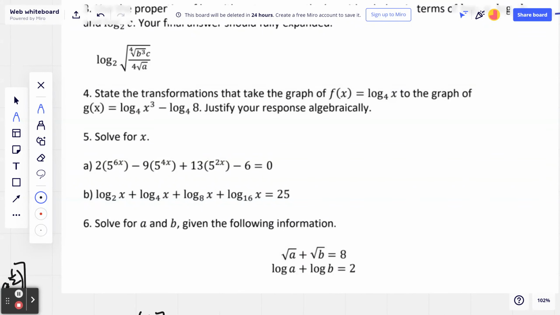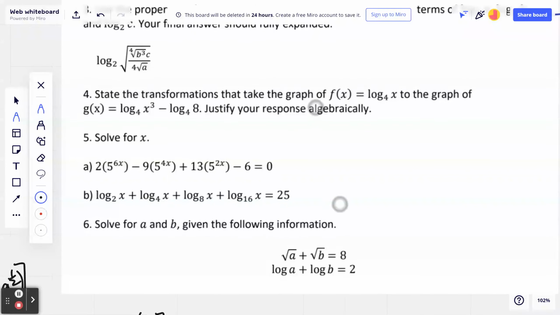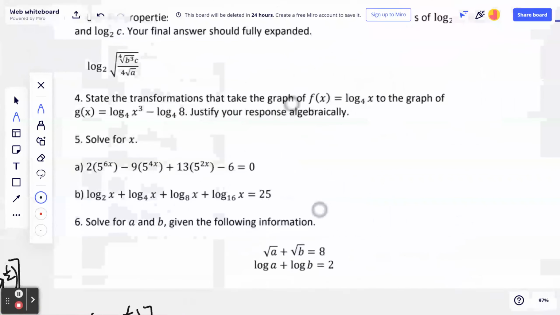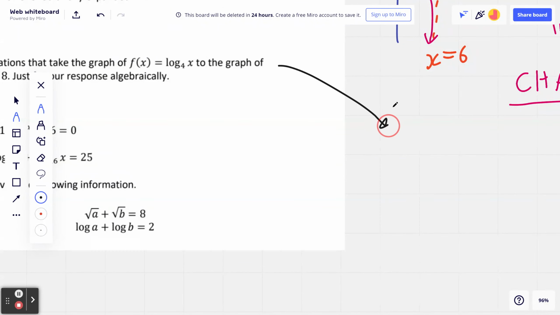Question number 4. State the transformation that takes the graph of f of x equals log of base 4 of x to the graph of g of x, which is log of base 4 of x cubed minus log of base 4 of 8. Justify your response algebraically. No problem. Now, here's the first step. Again, when you think about this, I'm just going to copy it right here. Let's find a space, actually. Let's do it there. Okay.